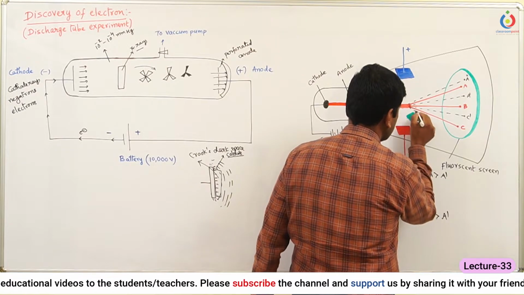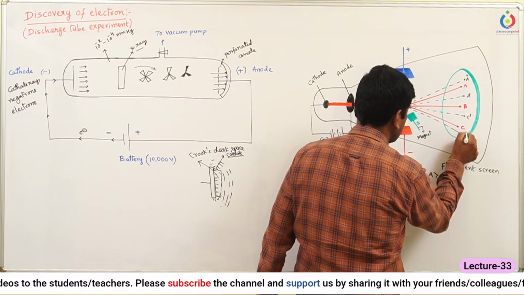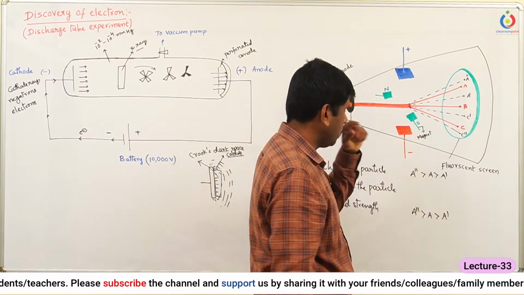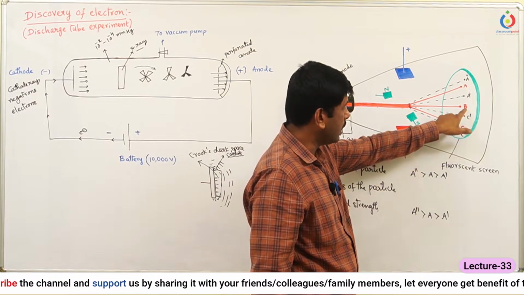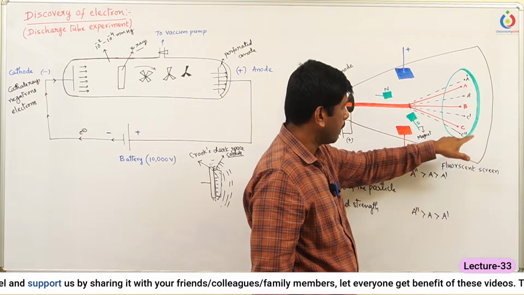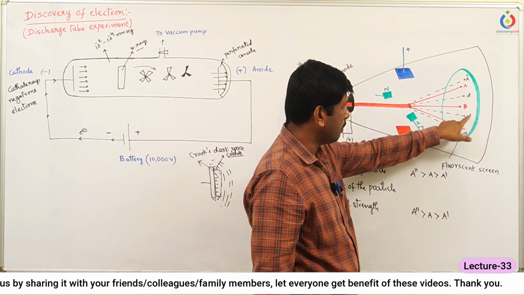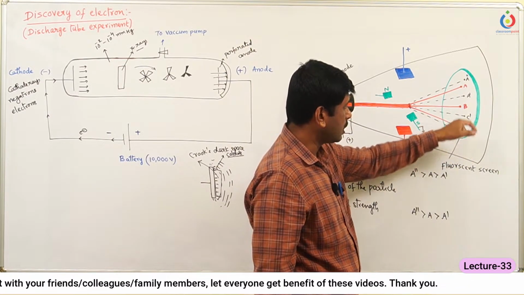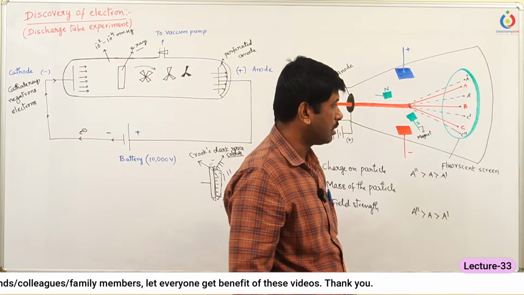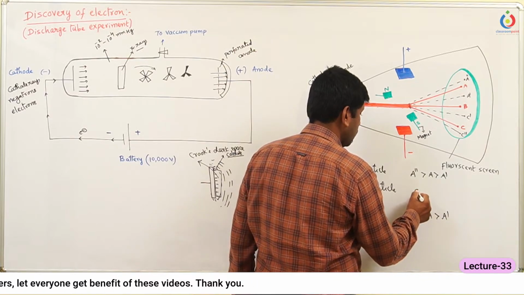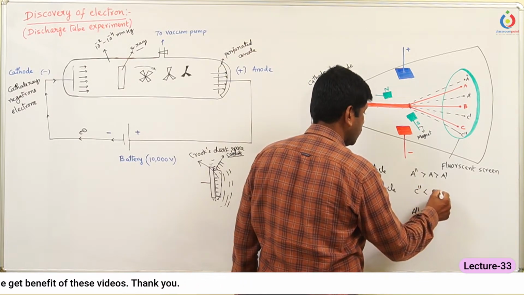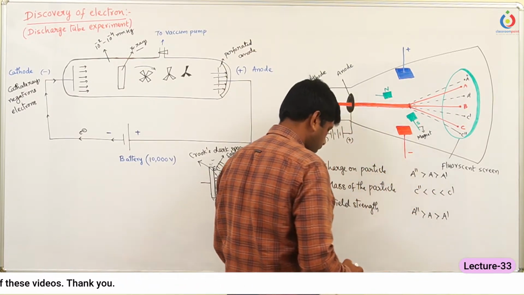C dash, C double dash. So here, for C dash, the mass of the particle is heavy, that's why the deviation from the point B is less. C means the mass of the particle decreases. C double dash means the mass of the particle still decreases. Less the mass, more the deviation. So the mass of the particle C double dash is less than C dash.